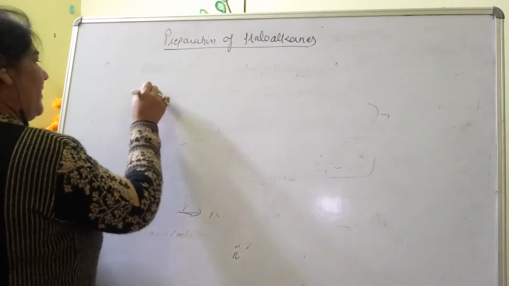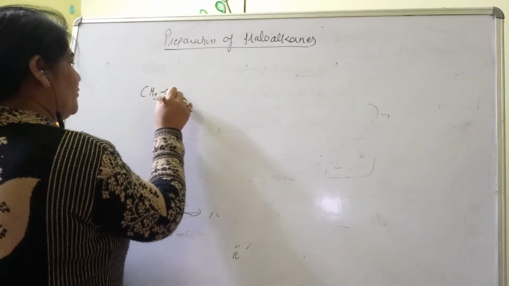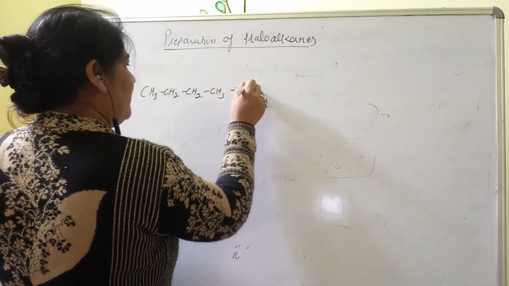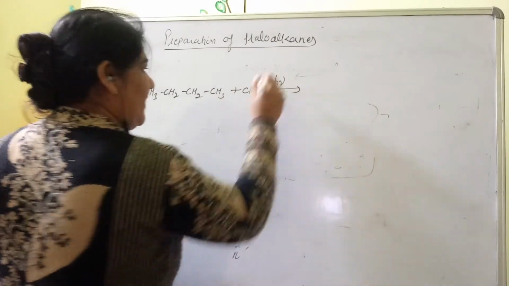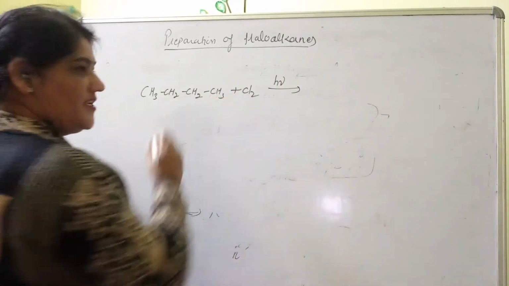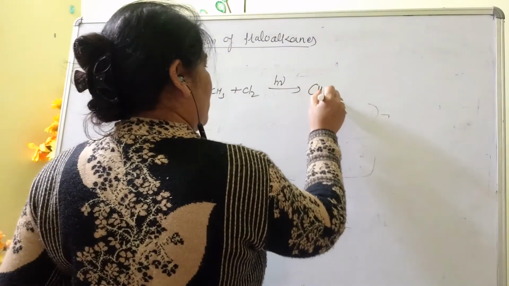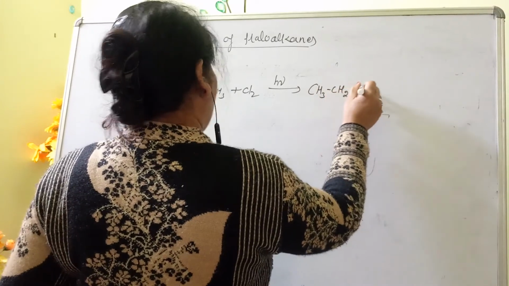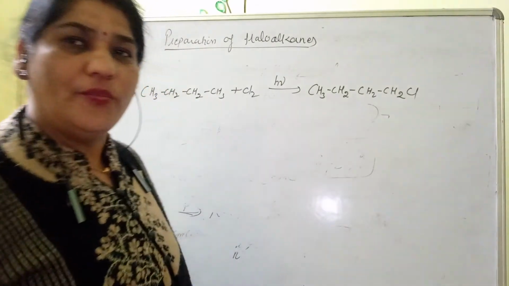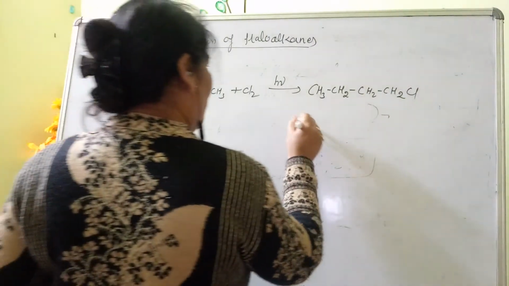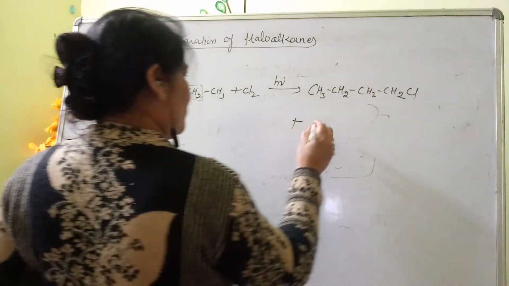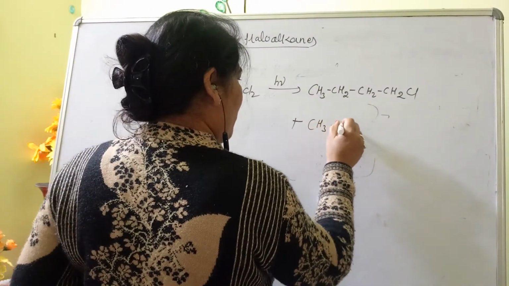From alkane, if you are taking CH3CH2CH2CH3 reacting with chlorine in the presence of sunlight, this is the substitution reaction. Substitution means one hydrogen is replaced by the chlorine. The one product is CH3CH2CH2CH2Cl, 1-chlorobutane. And another product is there, where there is a second type of carbon having two hydrogens. So a mixture of compounds is formed.